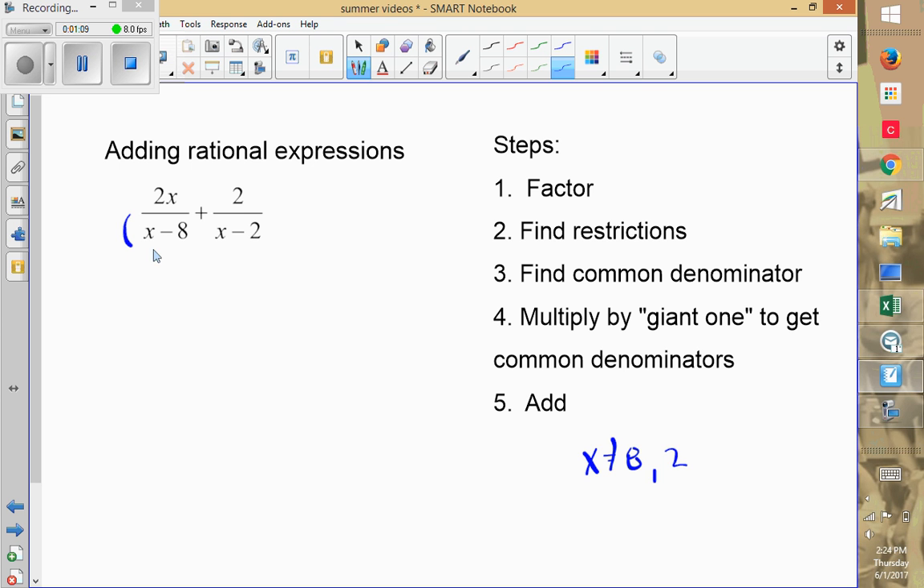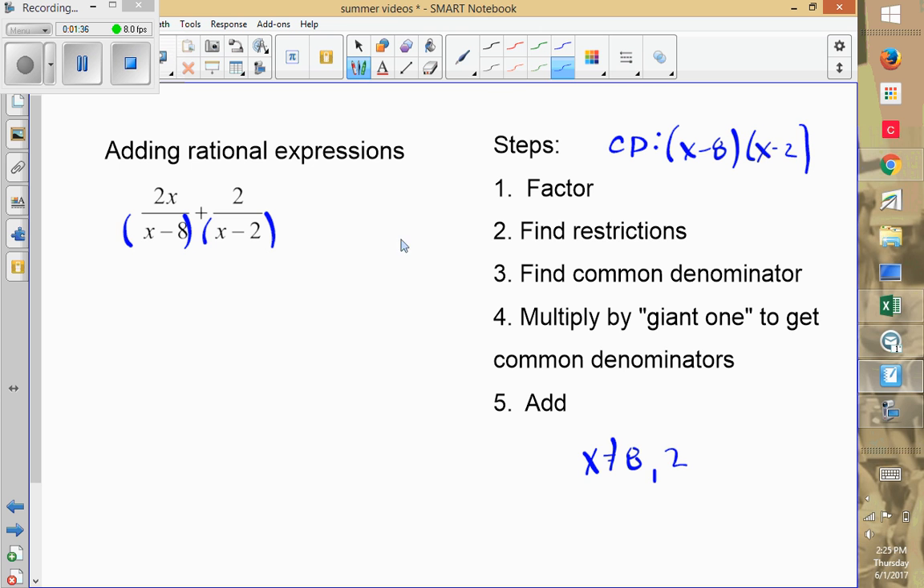Oftentimes the common denominator, if they don't have anything in common, is just going to be whatever your denominators are multiplied together. So in this case, since they do not have anything in common, the common denominator itself is x minus 8 times x minus 2. So we want to multiply by our well-chosen one, our giant one, to make sure that each fraction now has the denominator that we need.